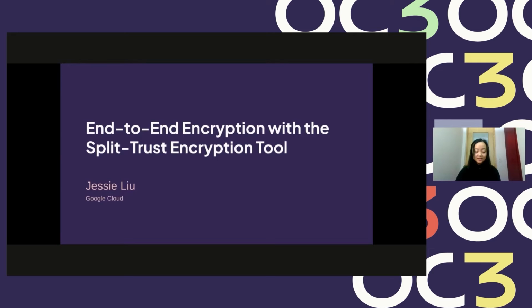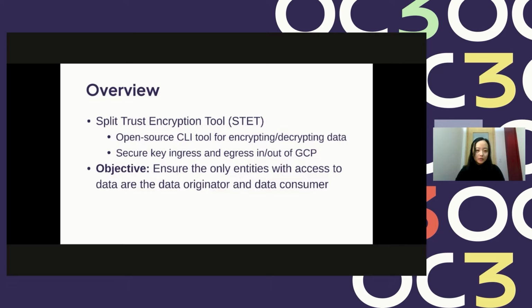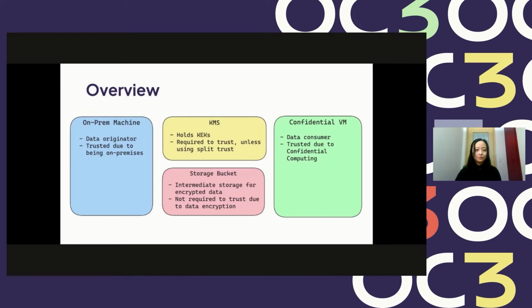My name is Jessie. I'm here to talk about the Split-Trust Encryption Tool. Also known as STET, this is a tool for encrypting and decrypting data, and the goal is to provide a way to securely send data in and out of cloud with guarantees that the only entities that can access this data are the originator and the consumer. So I'm going to start by going through a general example of a workflow with STET.